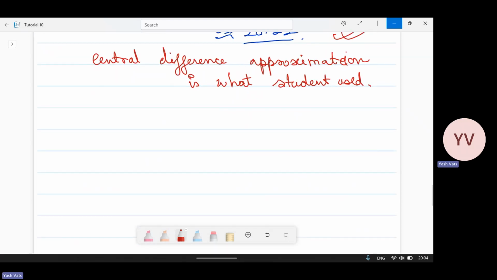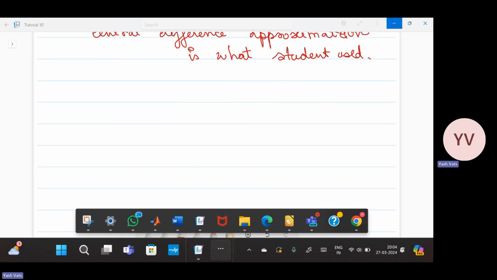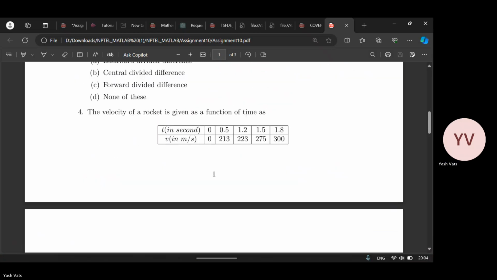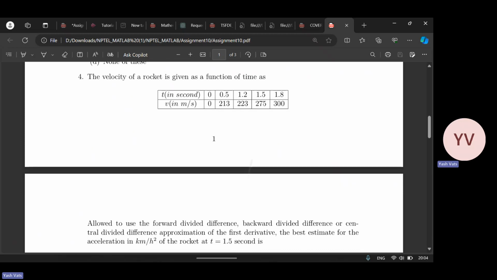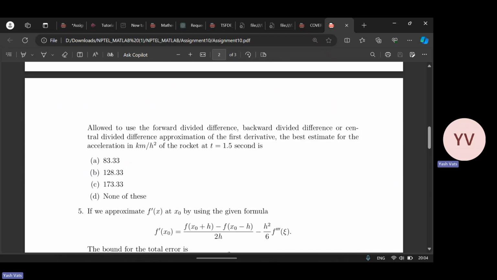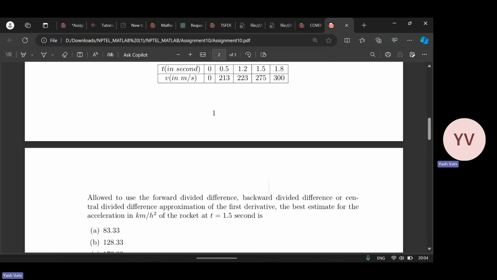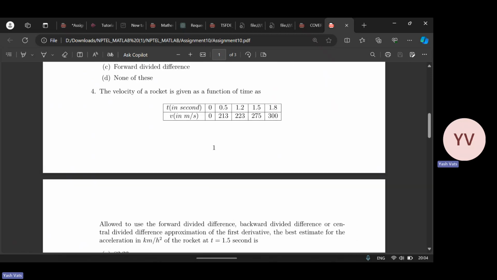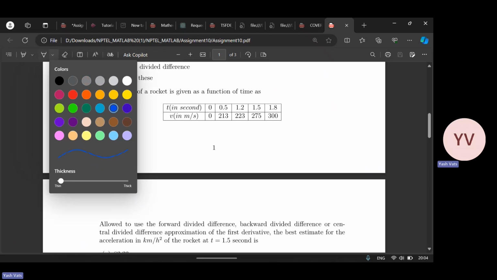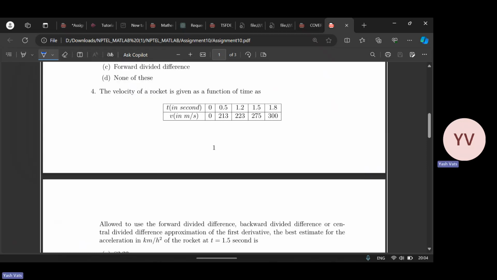All right, now we go to another question in the meantime. The velocity of the rocket is given as a function of time. We are allowed to use forward difference, backward difference, center difference. The best estimate for acceleration at t equal 1.5 seconds is. So it's a similar question, kind of, but what you have to do here is, I didn't write this question clearly.